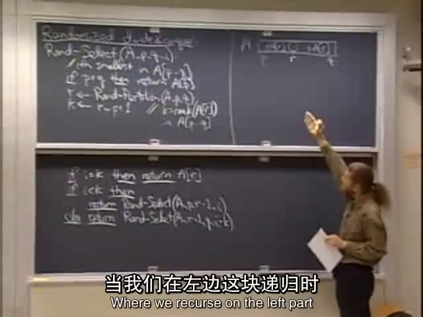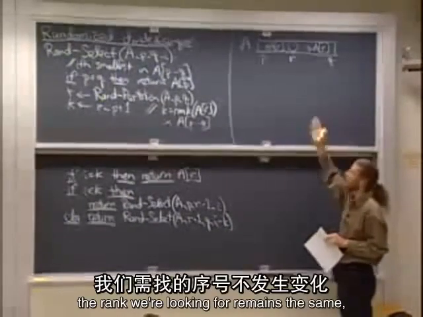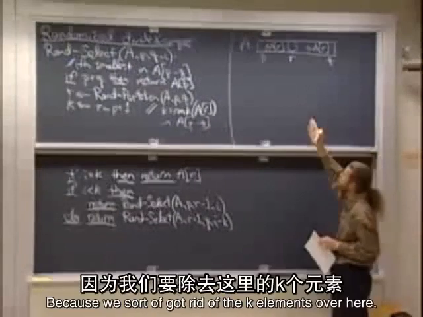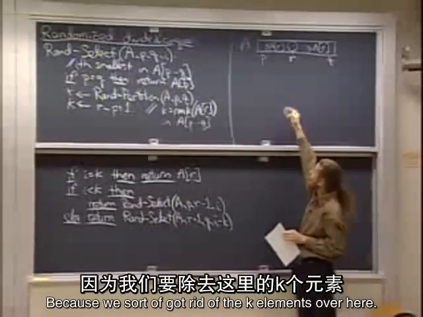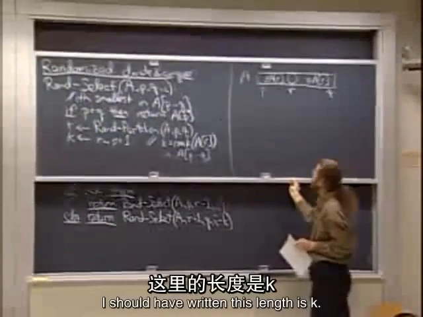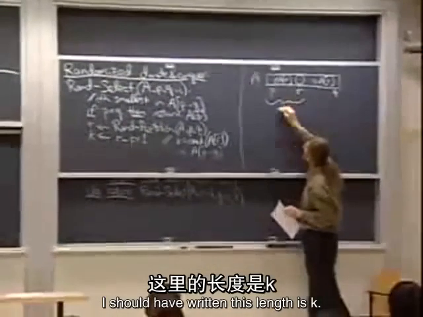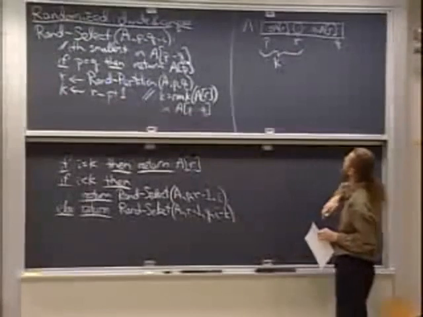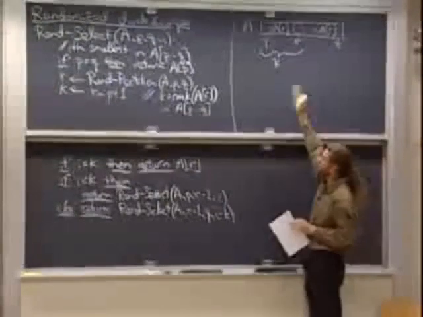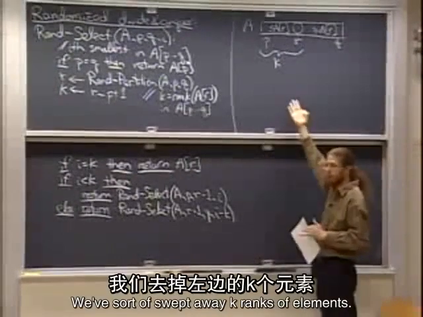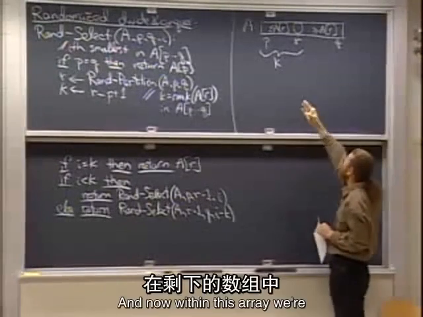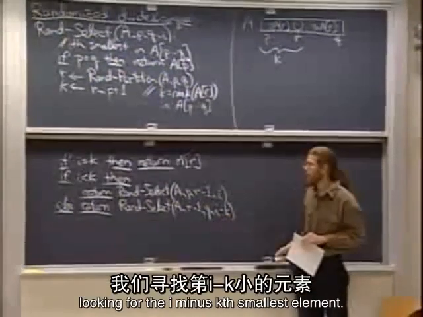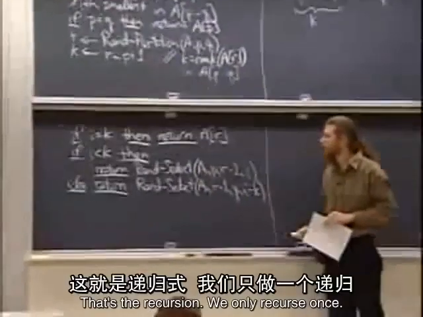Where we recurse on the left part, the rank we're looking for remains the same. But when we recurse on the right part, the rank we're looking for gets offset because we've gotten rid of the K elements over here. I should have written that this length is K. So we've swept away K ranks of elements, and now within this array, we're looking for the I minus Kth smallest element. Okay, so that's the recursion.